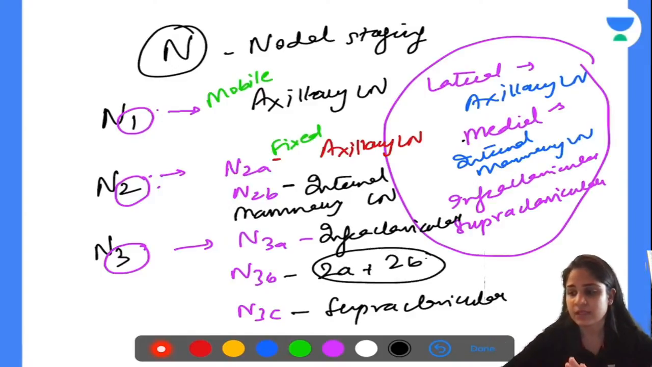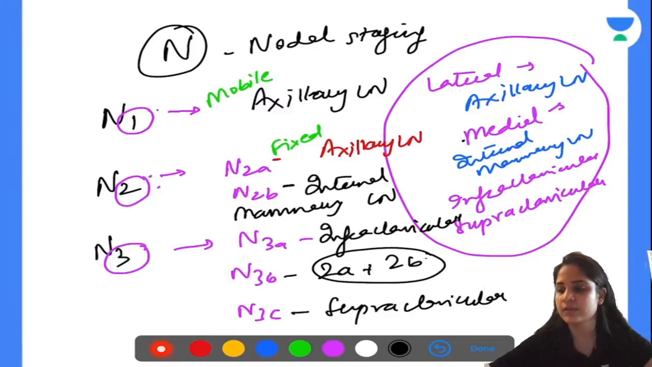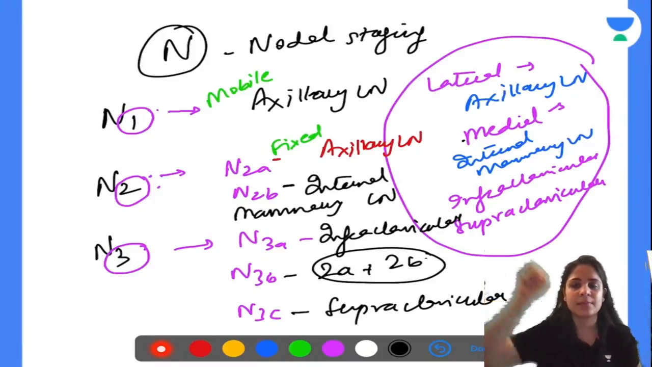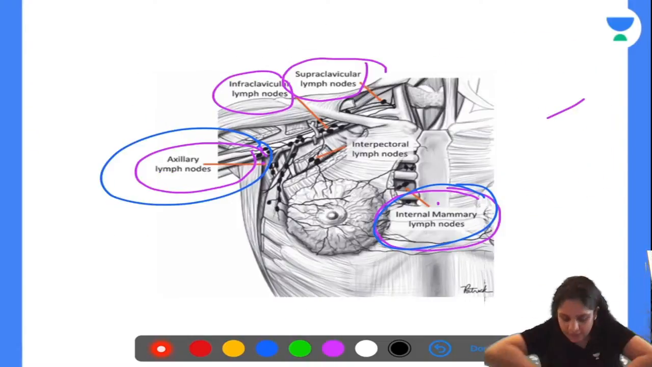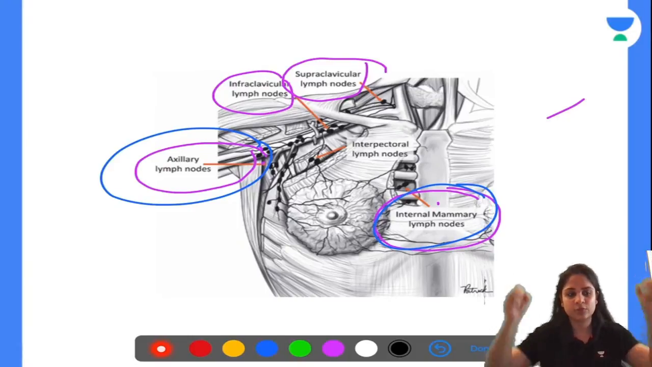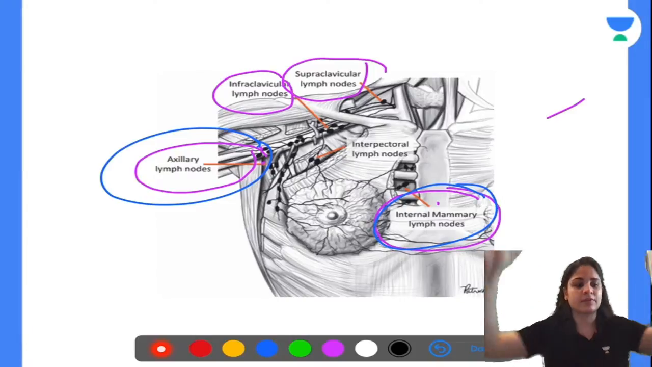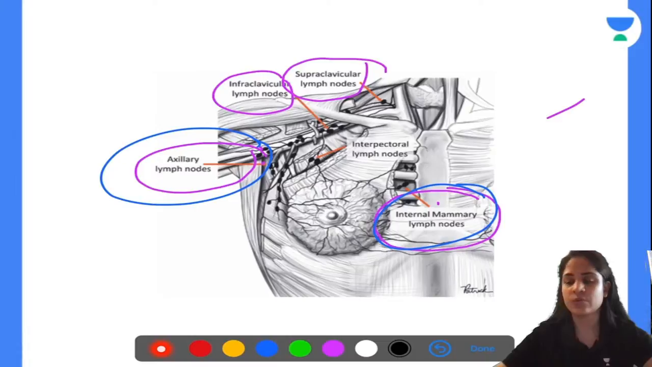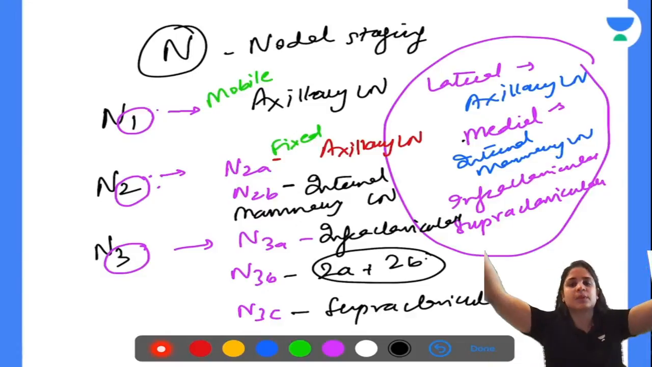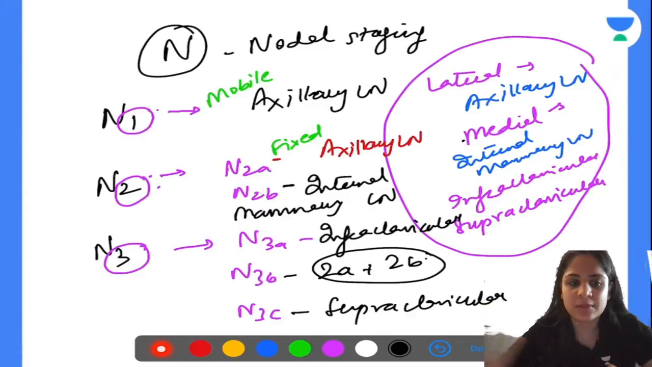Okay. Now, nodal staging, I'll tell you once again, and then we'll revise the whole thing. So just look at this picture. First, your hand is going laterally towards the axillary lymph nodes. This is us, these are our lymph nodes, and this is their turn happening, okay? So laterally you have the axillary lymph nodes, medially you have the internal mammary lymph nodes, then you have the infraclavicular, and then you have the supraclavicular lymph nodes, okay? So laterally you are going, so N1 will be mobile axillary lymph nodes, N2 will be the medial lymph nodes, that is the internal mammary, that will be in N2B, okay? And N2A will be axillary fixed lymph nodes, and N3 again you have the infraclavicular and the supraclavicular lymph nodes. Okay, done. So now you will remember everything.